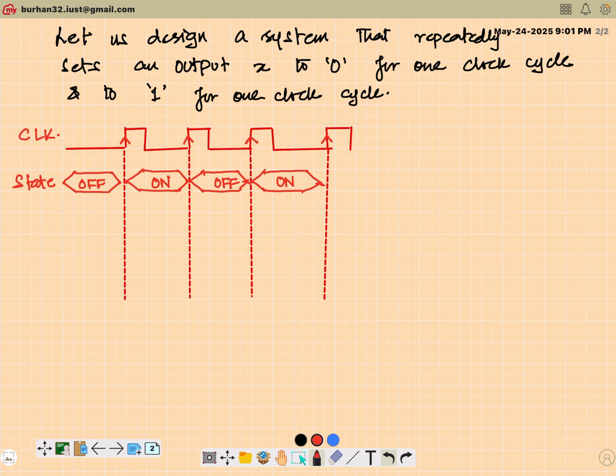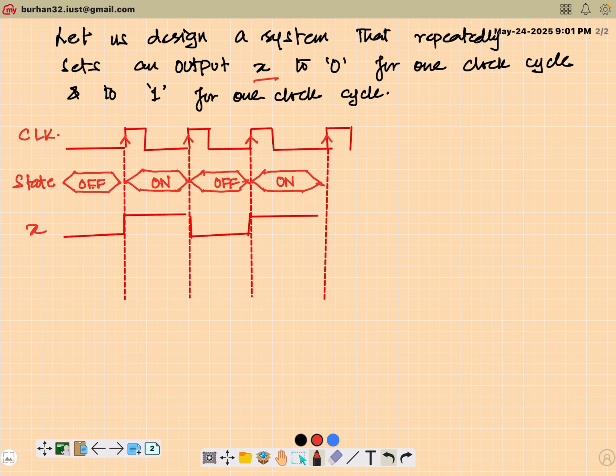So as you can see, in the first clock cycle, the behavior is off. In the second clock cycle, behavior is on. And I'm capturing this behavior in terms of two states, an off state and an on state. And we can also draw the output here, because in the off state, my output will be zero. So it will be a low pulse. In the on state, it will be one. Then in the off state, again zero, and so on. Fine. So this is my output, which I am referring to here as X.